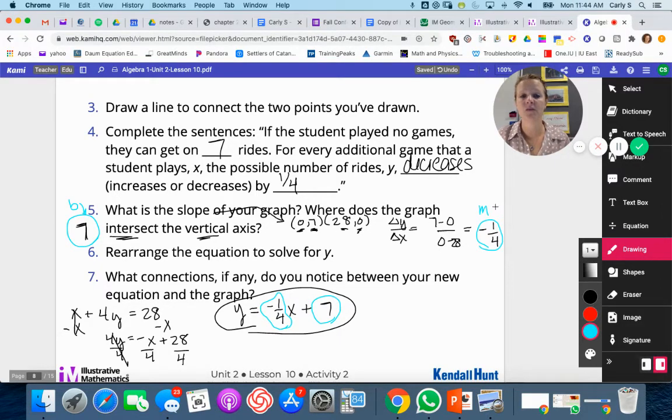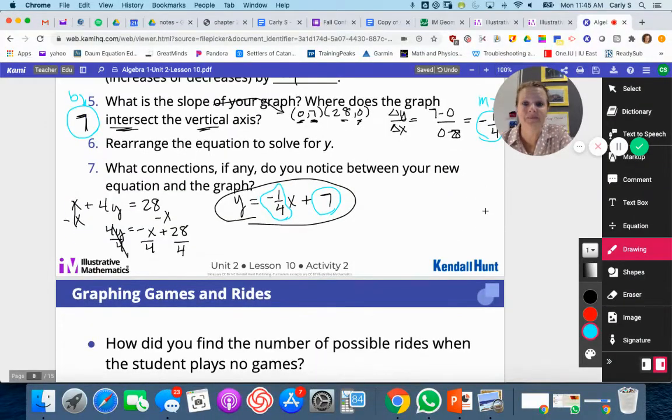The symbols we use for slope and vertical intercept are M and B. I don't know why. M's always been slope. I don't know why it's M, but it's just M. And B is my y-intercept. I don't know why.